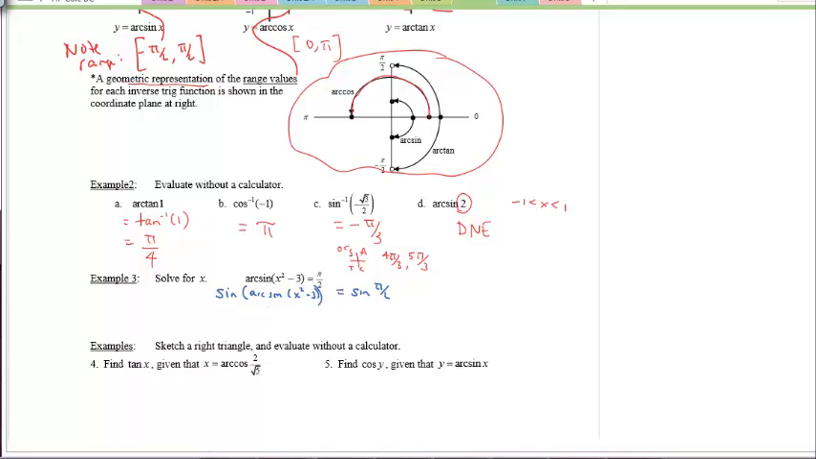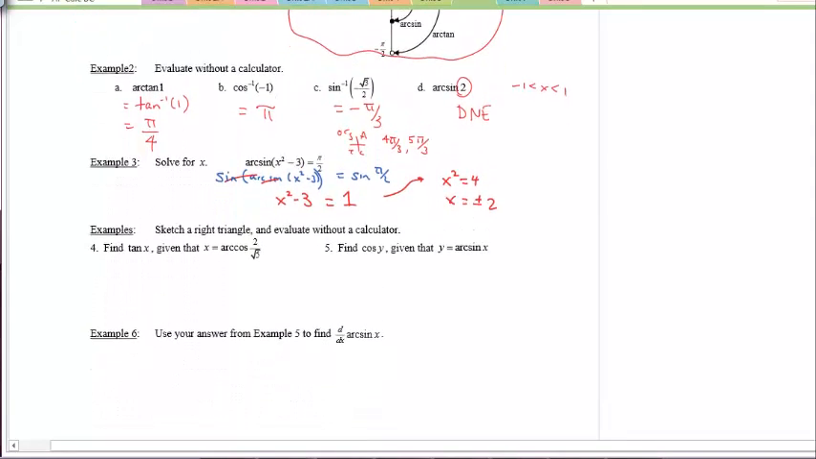Doing that on the left just leaves me then with the function x squared minus 3. Calculating sine of pi over 2 on the right, that's equal to 1. Then, of course, this becomes x squared equals 4, and x equals plus or minus 2. And that's it. Alright.